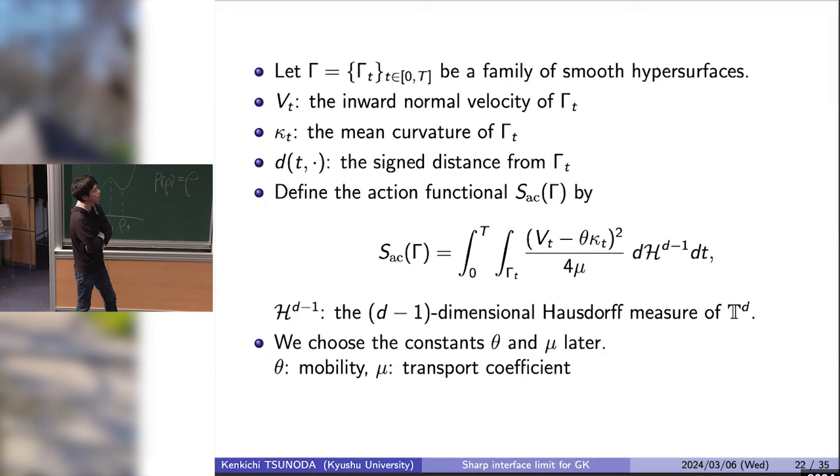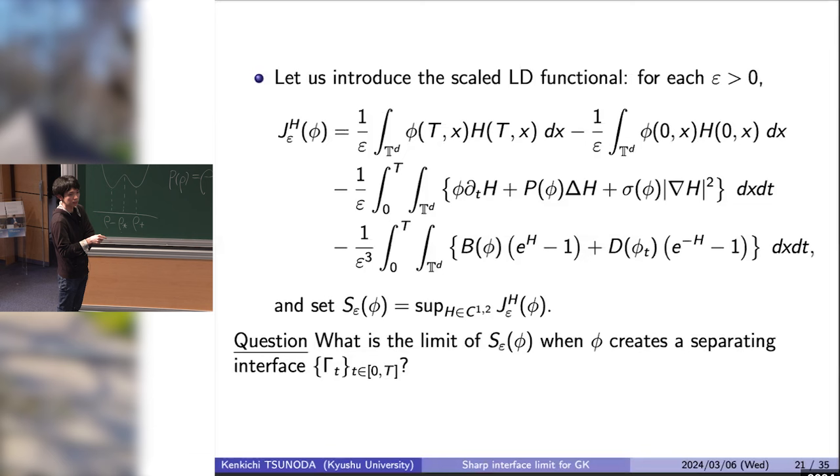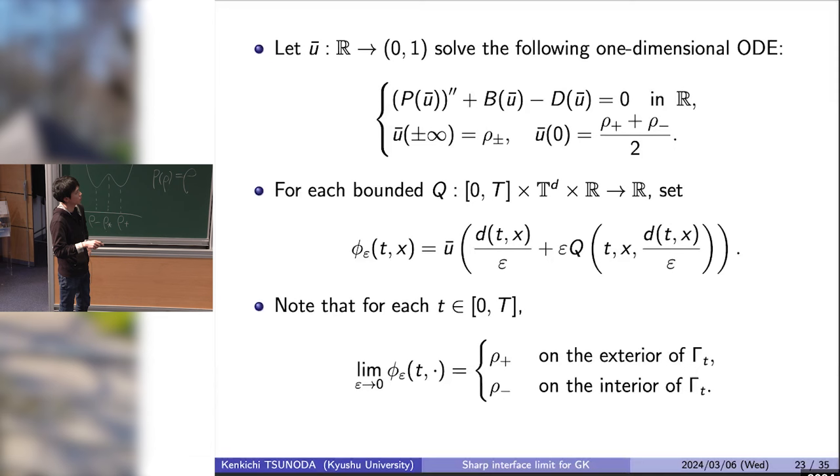Okay, to specify the shape of phi, as I said, let me introduce the following function. It is a step function determined by gamma t. And we specify the connection from the equilibria, rho minus and rho plus.